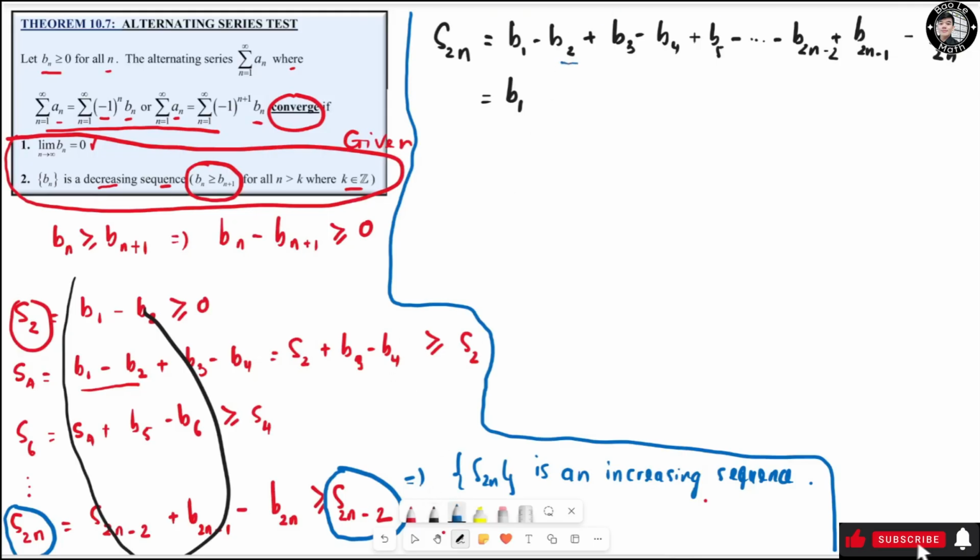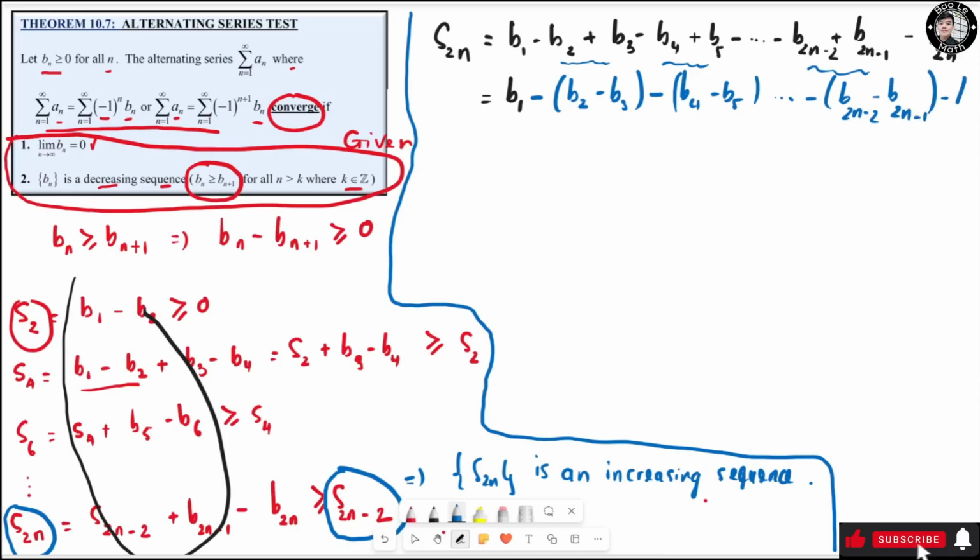Now I'm going to group this term and this term, this term and this term, this term and this term. So it turns out to be minus (b sub 2 minus b sub 3), minus (b sub 4 minus b sub 5), etc., minus (b sub 2n-2 minus b sub 2n-1), and minus b sub 2n. You know that each of these is always greater than or equal to 0.